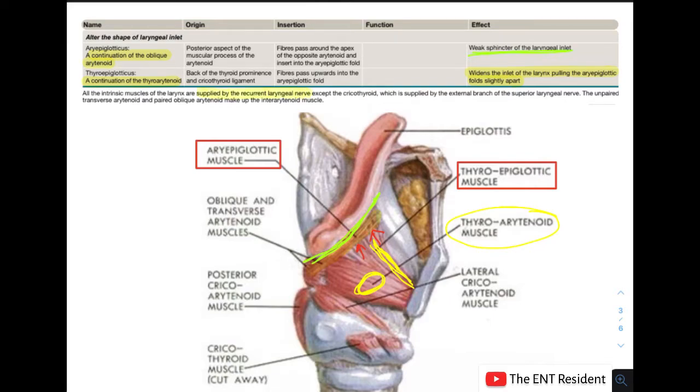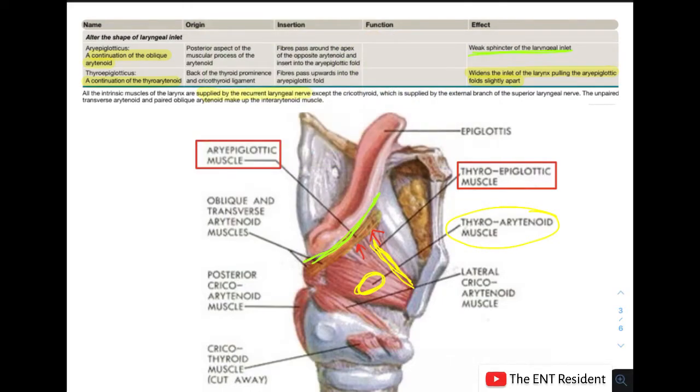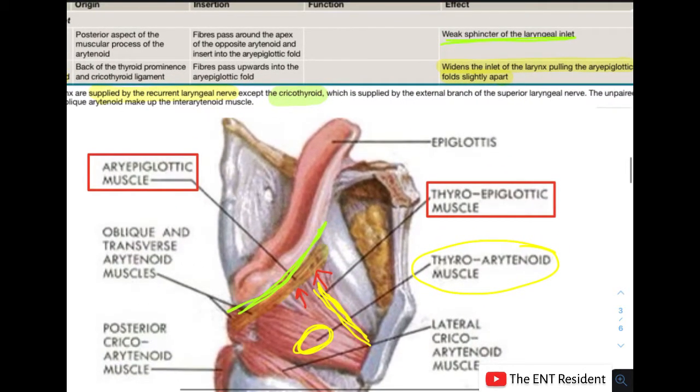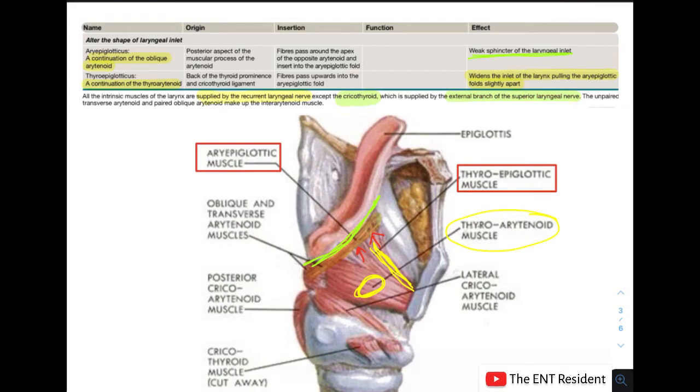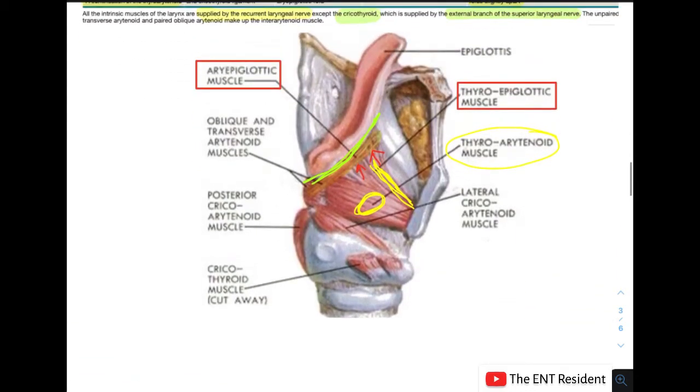Now all these intrinsic muscles that I was telling you about are supplied by the recurrent laryngeal nerve except for one muscle, which is the cricothyroid muscle. I was already telling you that it is the only outlier muscle over here, because it is the only intrinsic muscle that lies outside of the laryngeal framework. This cricothyroid muscle has a different nerve supply, which is the external branch of the superior laryngeal nerve. So thus these are all the intrinsic muscles of the larynx.